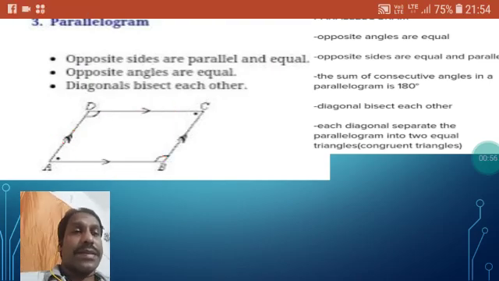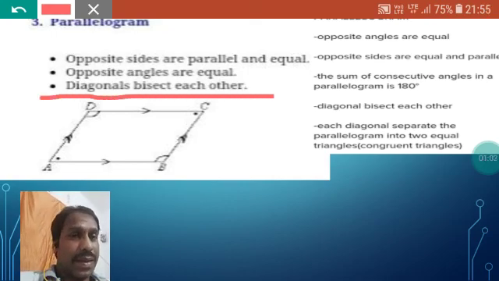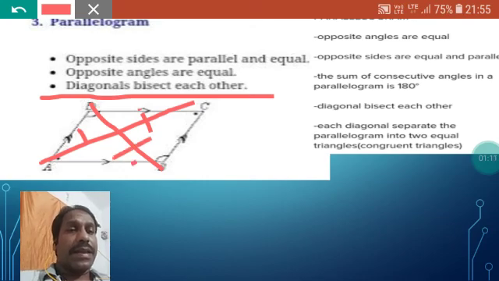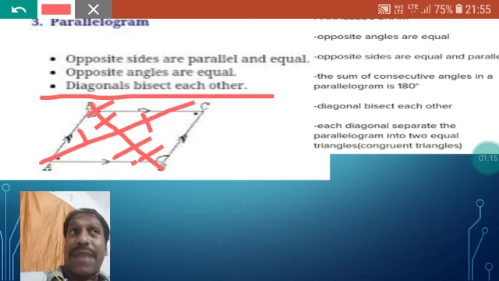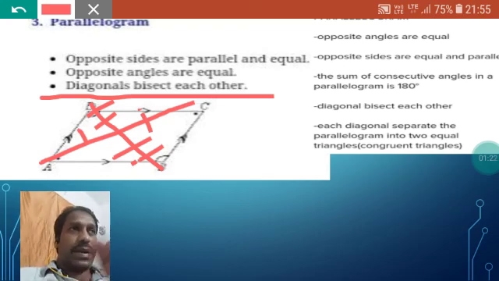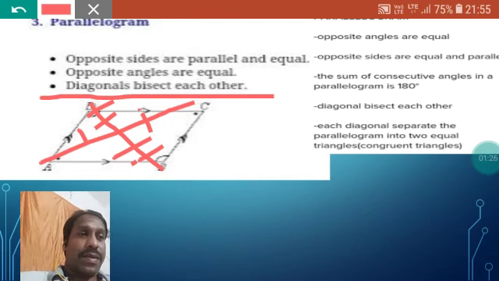Diagonals bisect each other. Okay, one more property is there. What is that property? That the diagonals bisect each other. These two diagonals here, AC and BD. So this length is equal and then this length is equal. AC and BD may not be parallel. In a rectangle they are not parallel, yes. But as AC bisects BD, their corresponding lengths are equal. That is the meaning of the diagonals bisect each other.